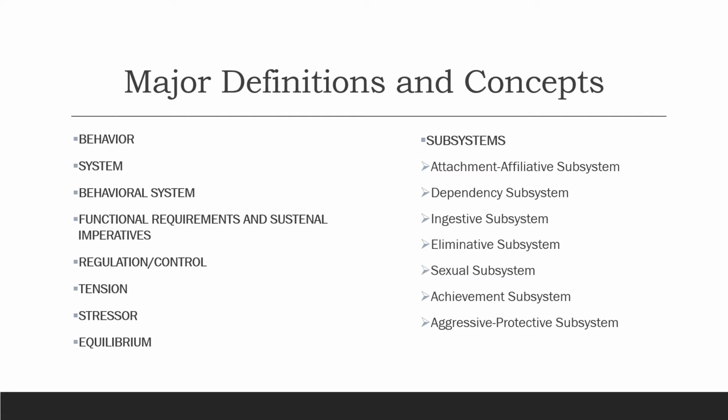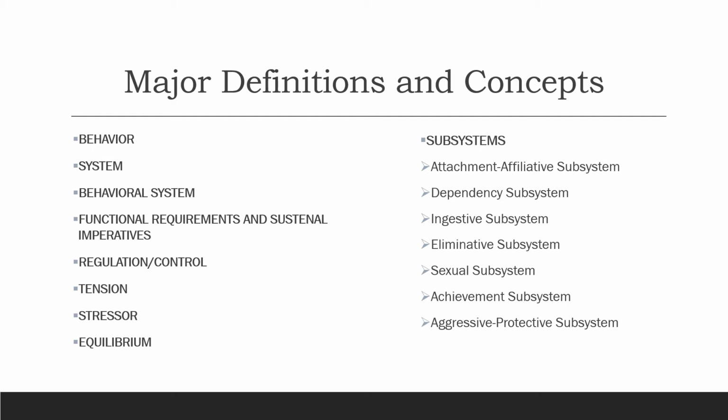These are the major definitions and concepts. Behavior. Behavior is the output of intraorganismic structures and processes as they are coordinated and articulated by and responsive to changes in sensory stimulation. System. According to Johnson, a system is a whole that functions as a whole by virtue of the interdependence of its parts. Behavioral system. The behavioral system encompasses the patterned, repetitive, and purposeful ways of behaving.